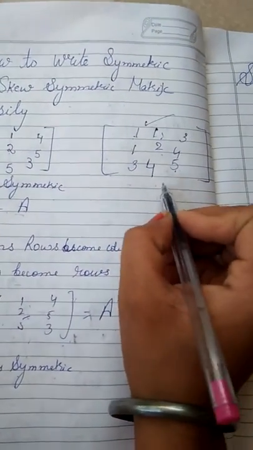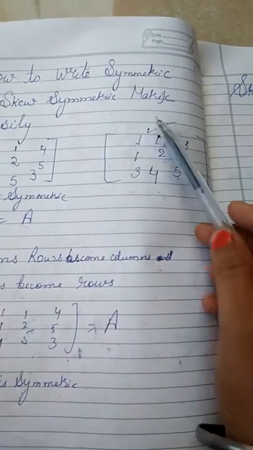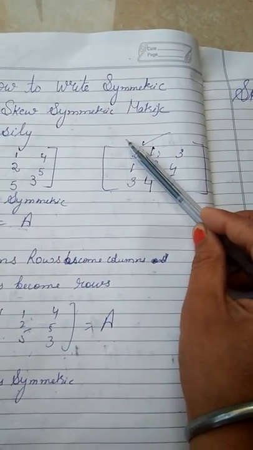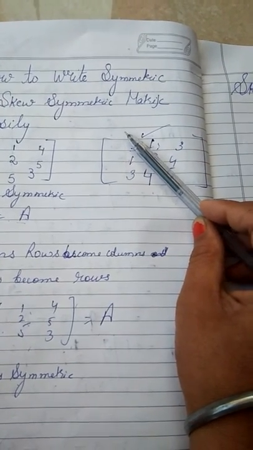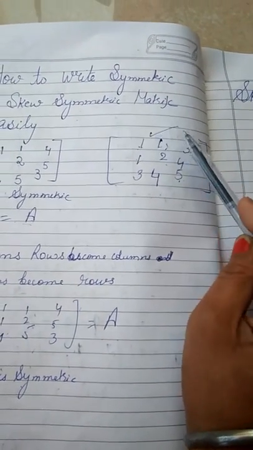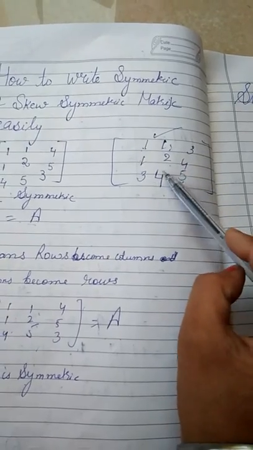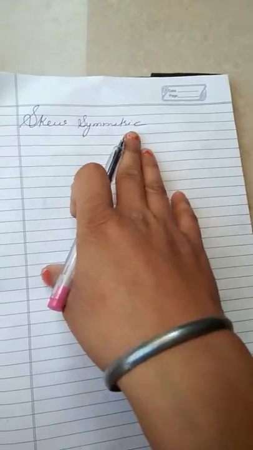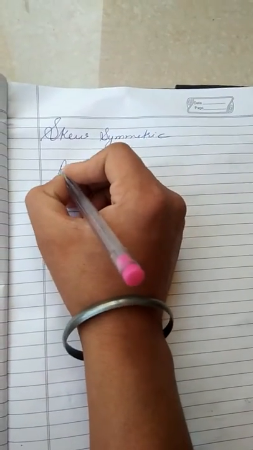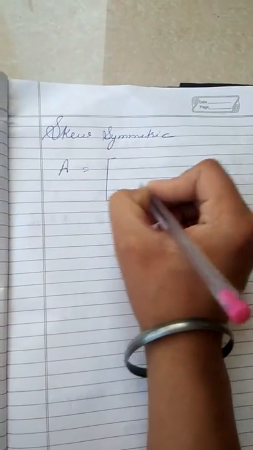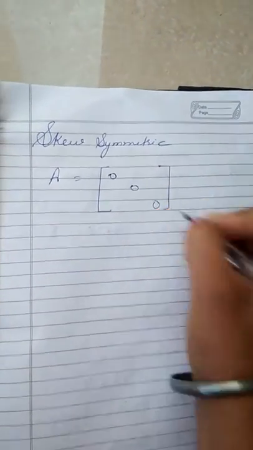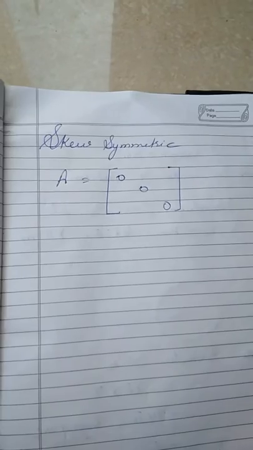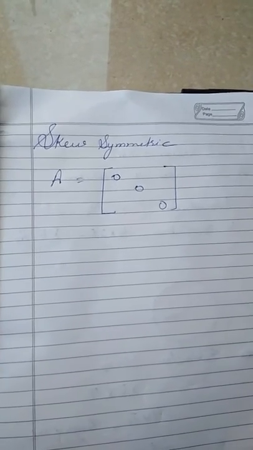But this is the very easy method to write a symmetric matrix. Just write the diagonal elements and write the elements in the opposite direction equal: 1 1, 3 3, 4 4. Now I will tell you how to write a skew symmetric matrix. It is also very simple. Write the diagonal elements 0. So the diagonal elements of a skew symmetric matrix are always 0.